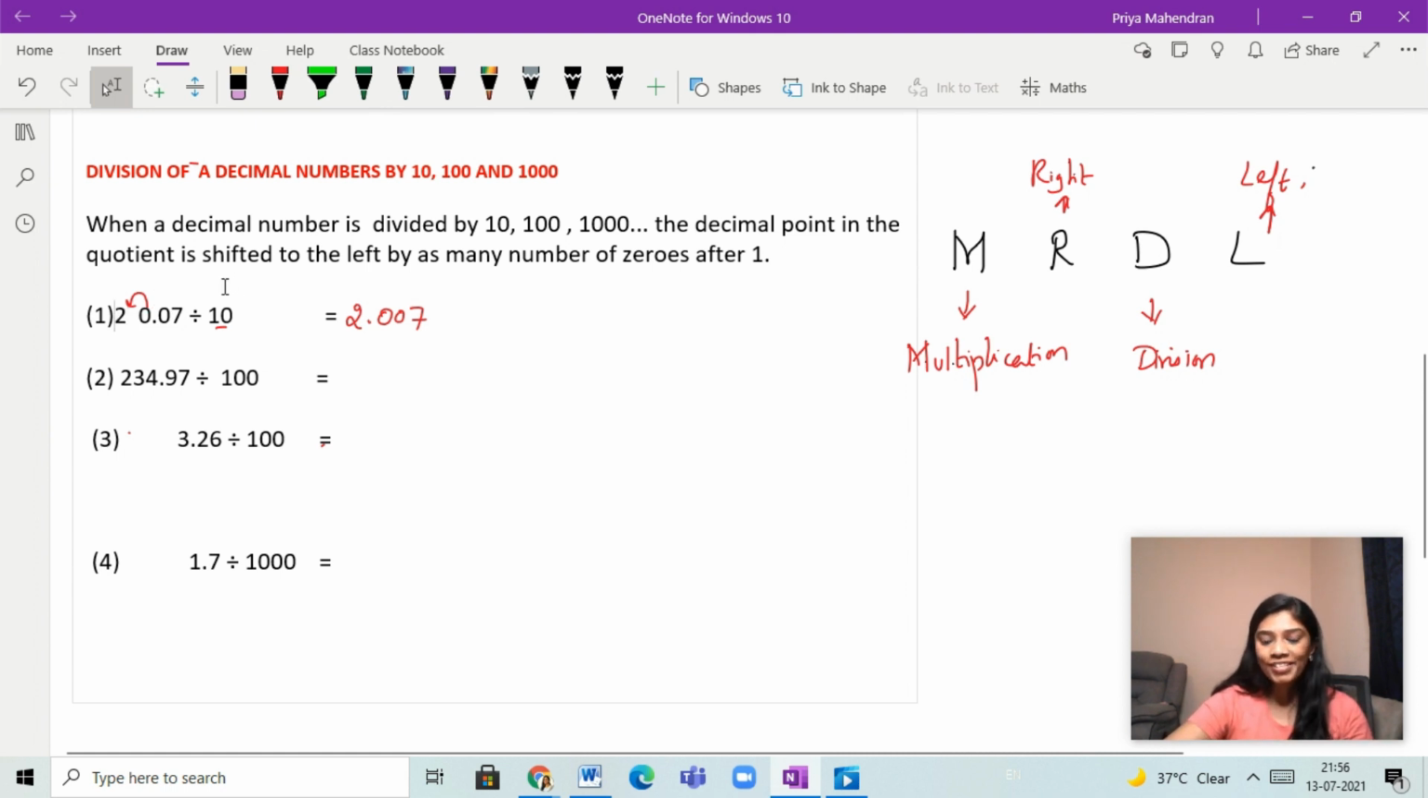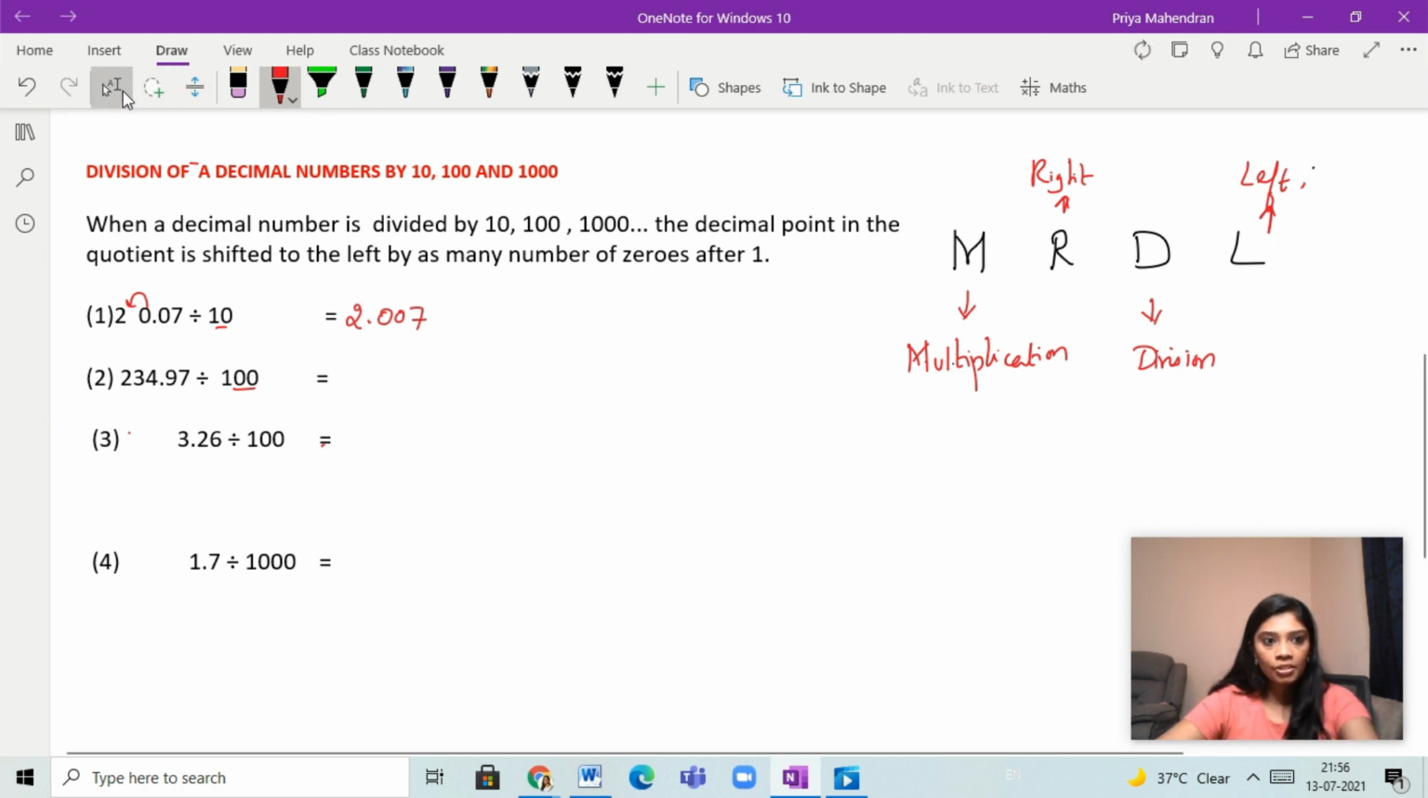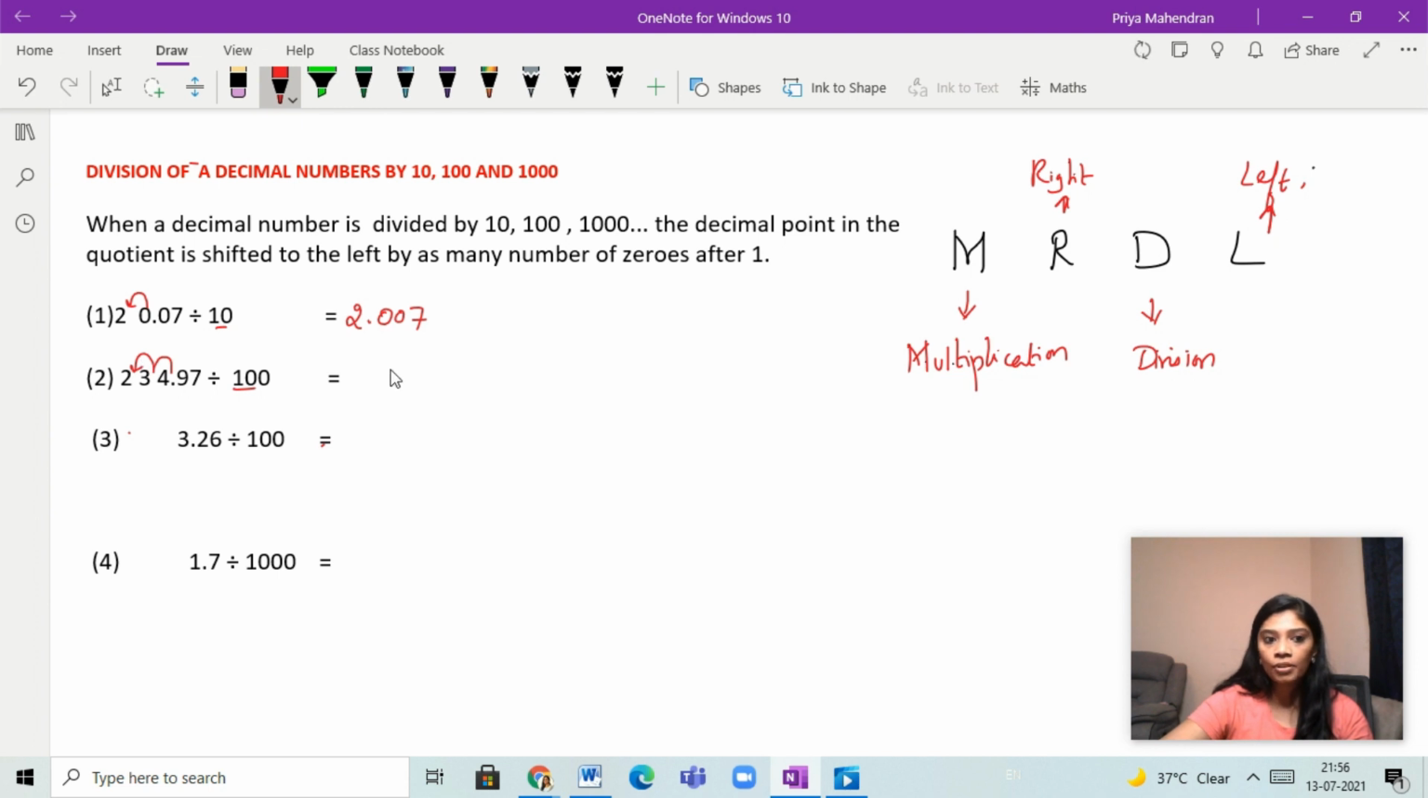So it becomes 2.007. Next, consider the second sum 234.97 divided by 100. There are two zeros, so the decimal point will shift towards left as it is division. By how many places? Two places towards left. So I'm going to shift two places towards left. So 1, 2. So now the decimal point will be after 2. So it becomes 2.3497. Easy, isn't it?